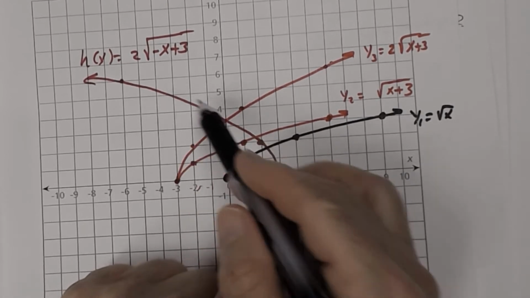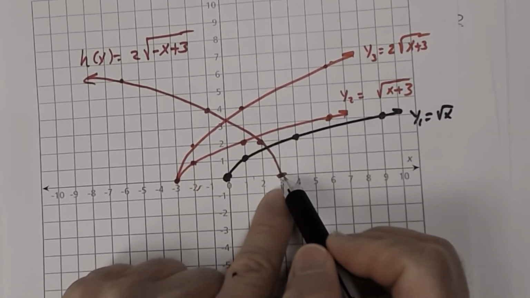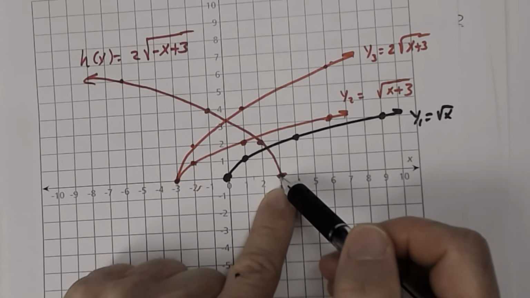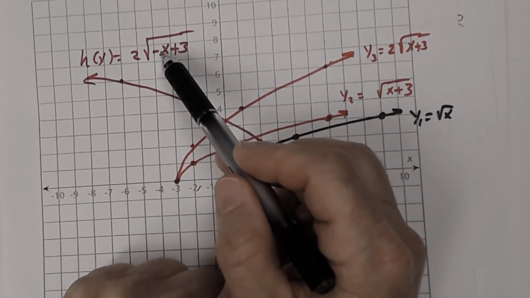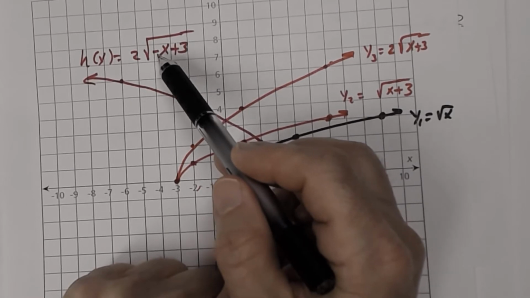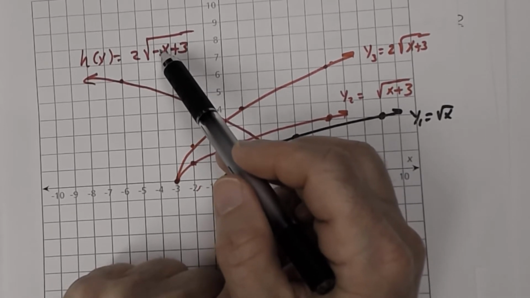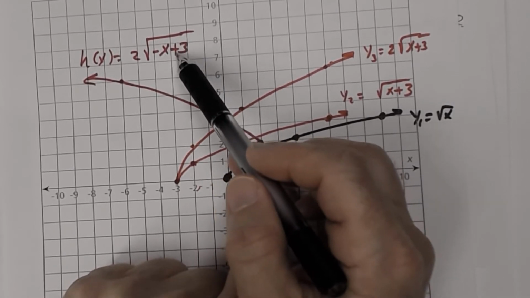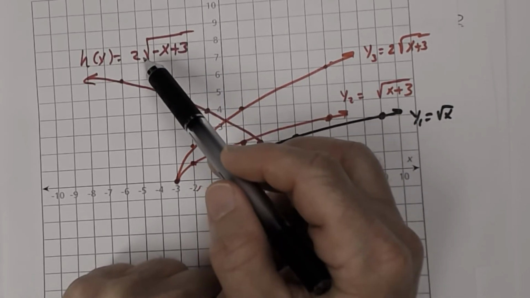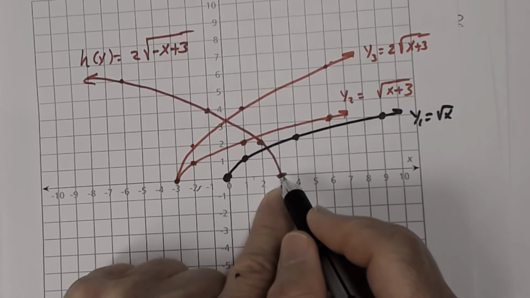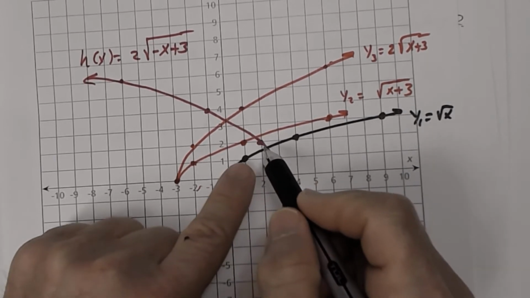So on my final graph, the point (3, 0) is there, right? So let's check it. If x is 3, what's the opposite of 3? Remember, your negative x means the opposite of x. So what's the opposite of 3? Negative 3. What's negative 3 plus 3? 0. What's the square root of 0? 0. And what's 0 times 2? 0. So what's my y value? 0.